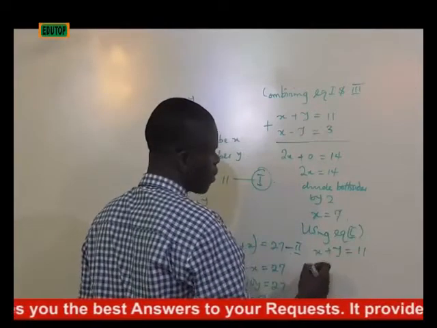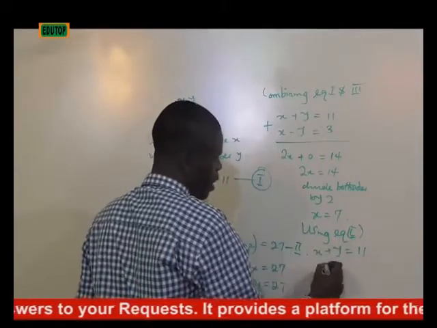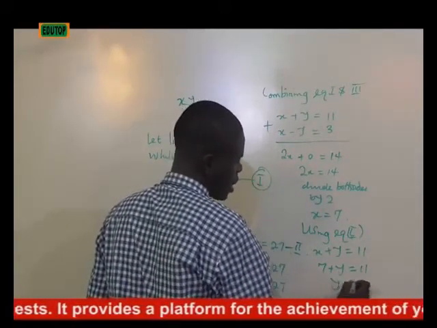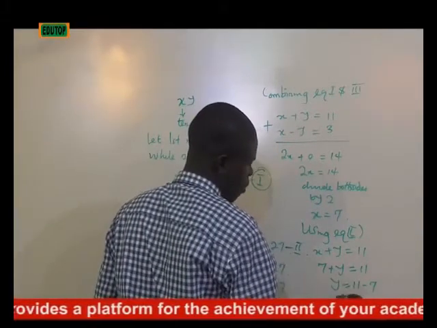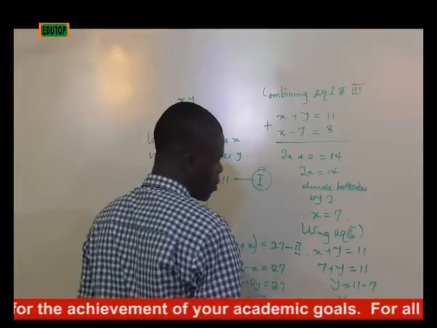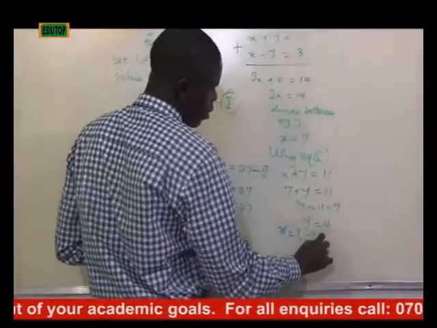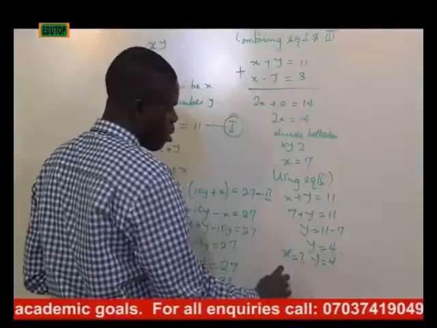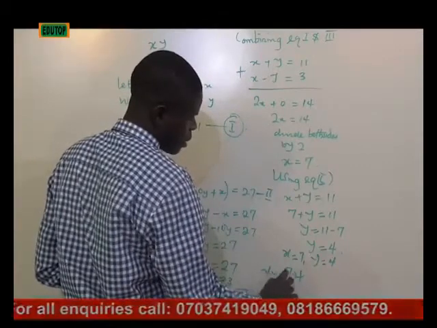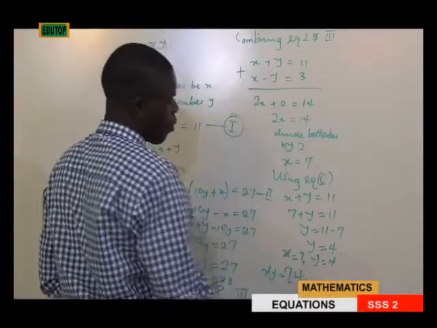Since our x is now 7, we substitute the value of x here: 7 plus y equals 11. So y will now be 11 minus 7, and y will be equal to 4. So we have x equals 7, y equals 4. The real number will be 74 since it's xy.